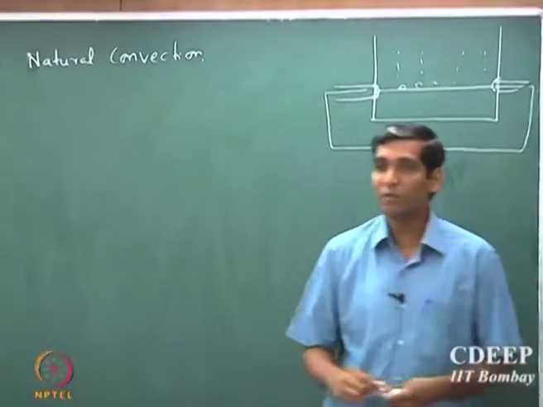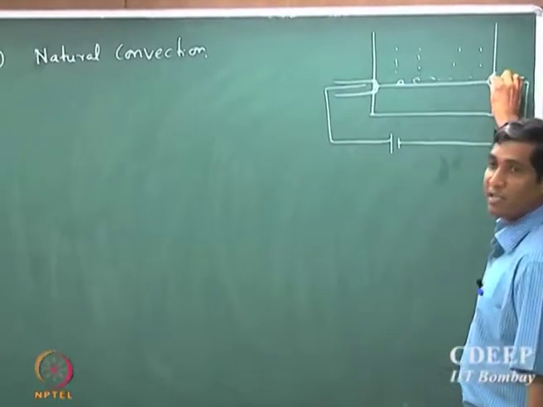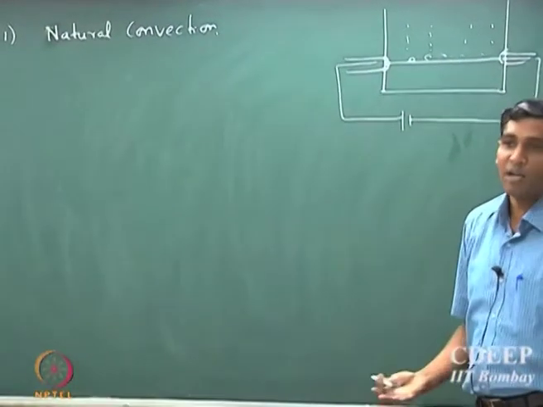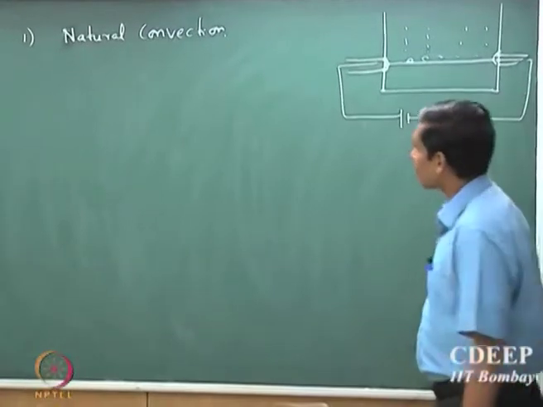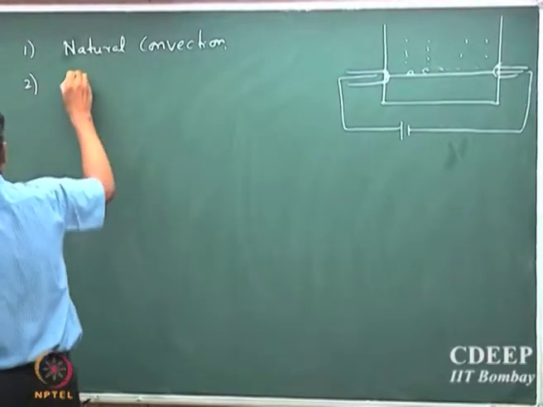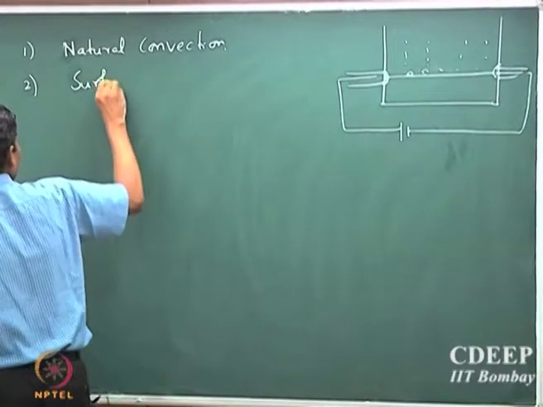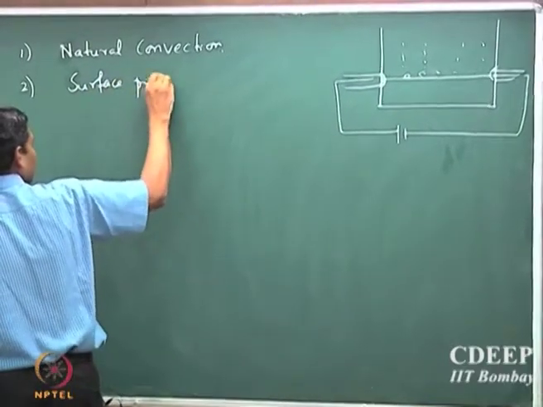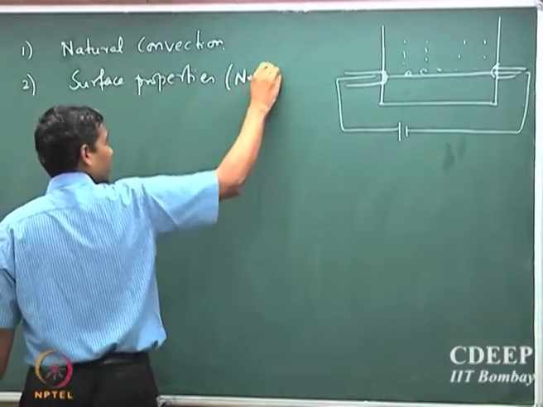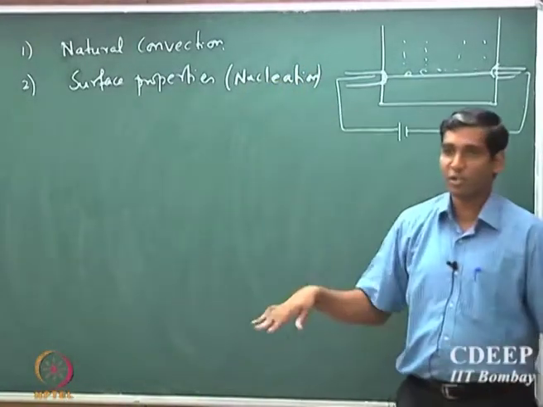Clearly natural convection is involved here, because the fluid particles which are going into vapor state are now going to be lighter, and so they have to be displaced, and that sets up a natural convection motion. Okay. Now, the second thing is, it's obviously going to be a function of the surface properties, particularly the nucleation process. We will see a little bit more details about these in a short while.